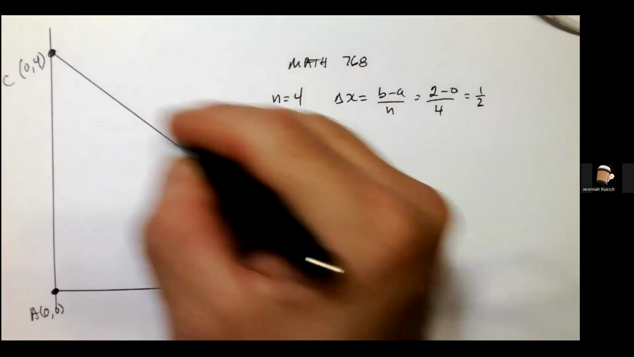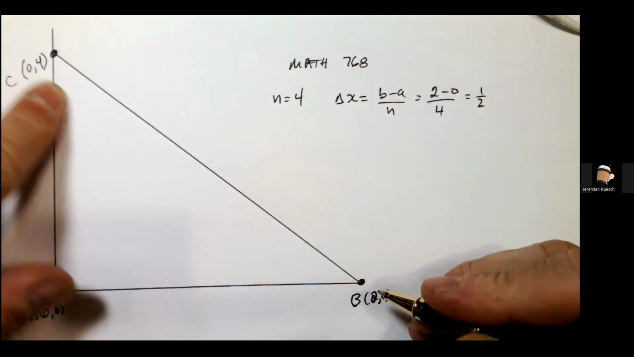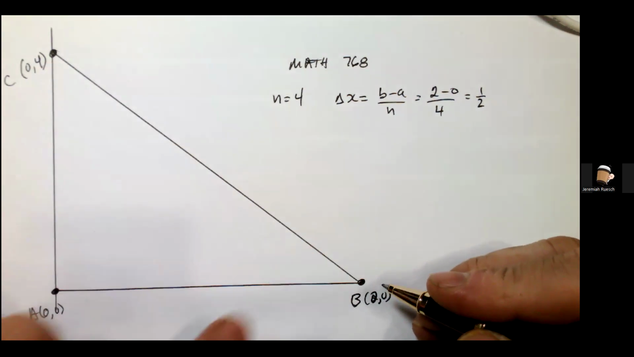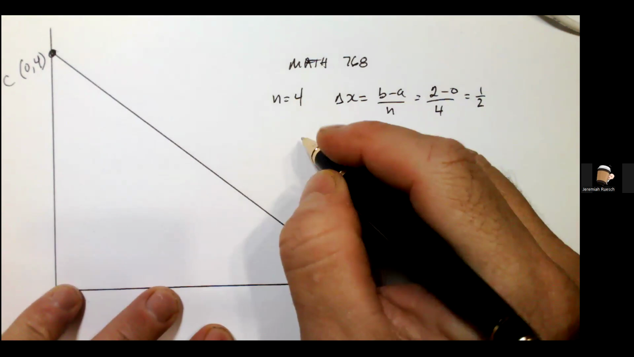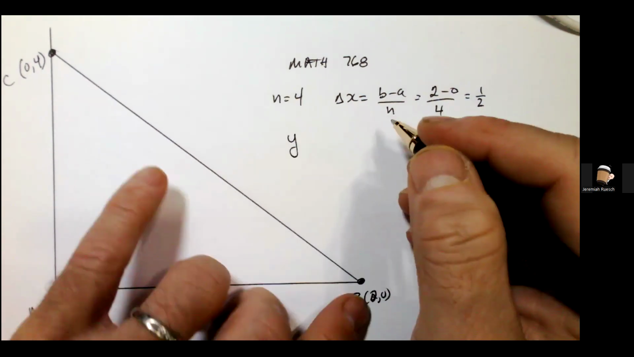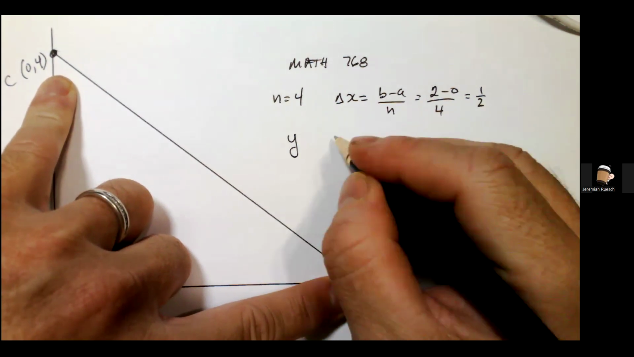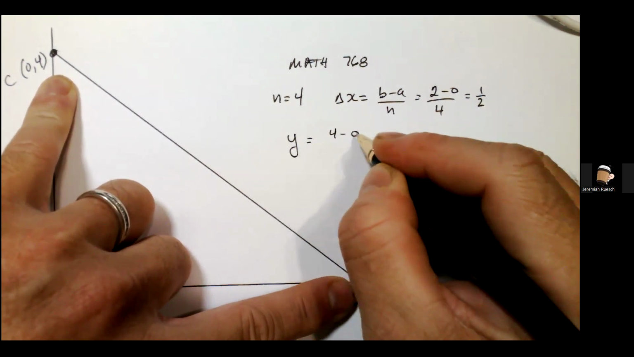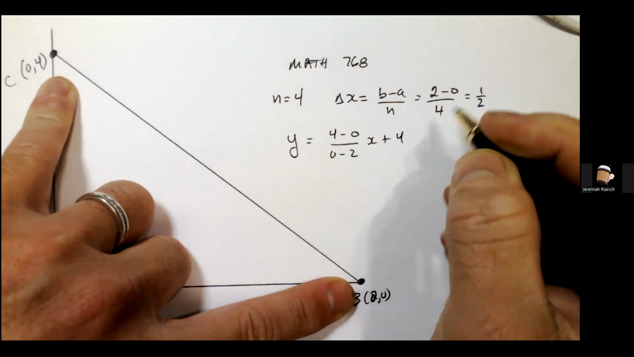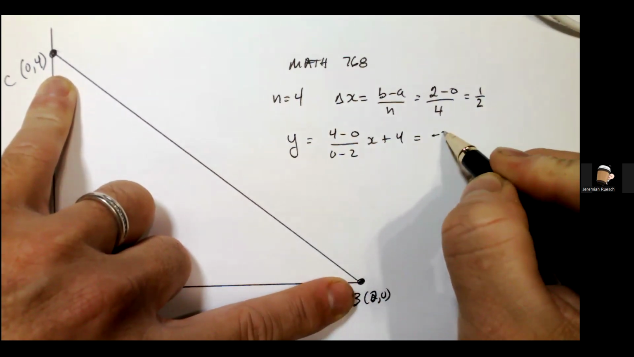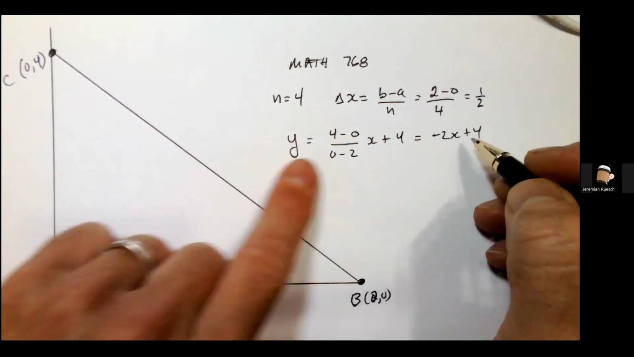Okay. I also need the equation of the line that goes through these 2 points that forms the hypotenuse of this right triangle. That'll be the height of the rectangle that we're constructing. It should be pretty obvious that I have the y-intercept here, and then I was looking at the slope difference here. So this is going to be 4 minus 0 over 0 minus 2, x plus 4, which simplifies nicely to negative 2x plus 4. Okay, so I'm going to plug in each of these.